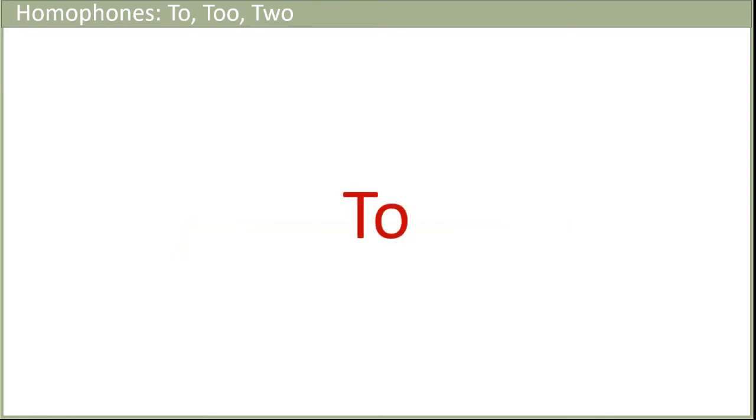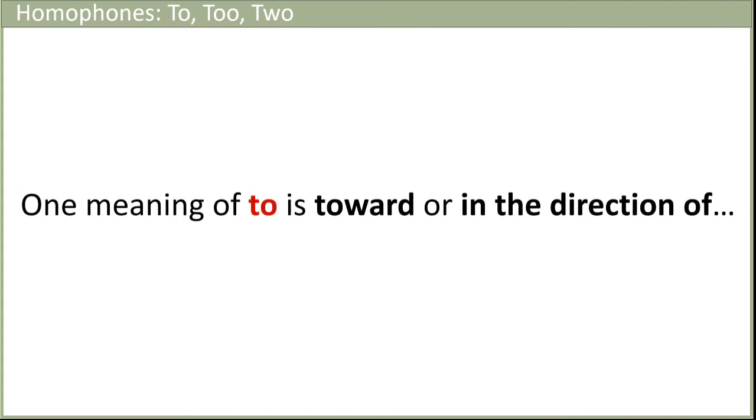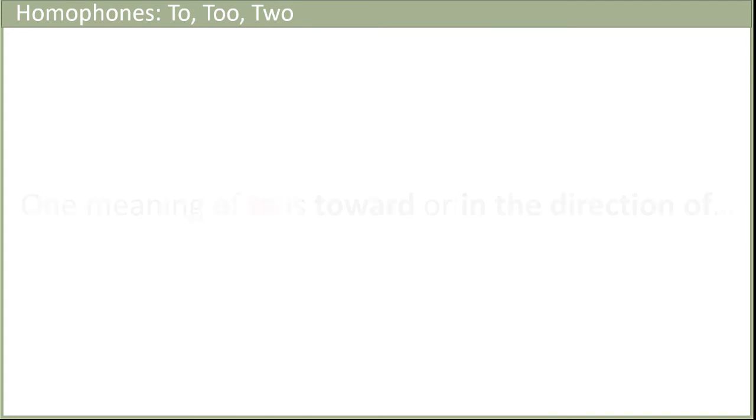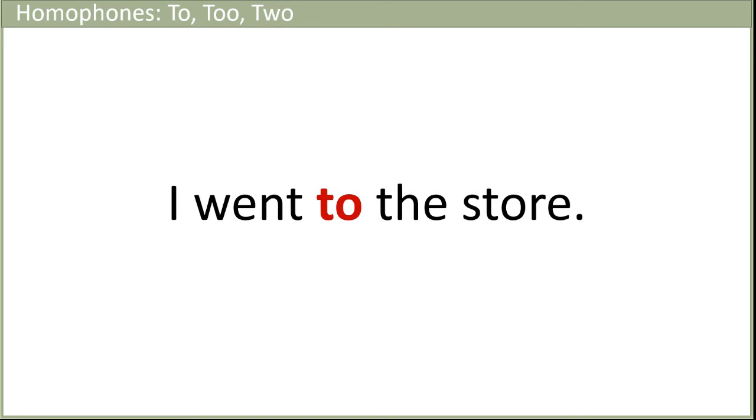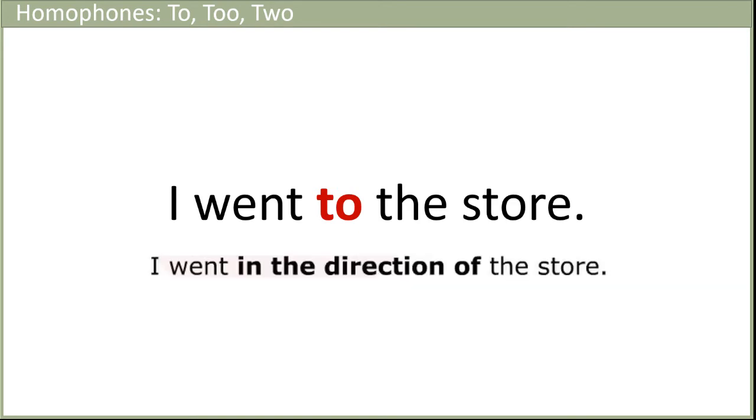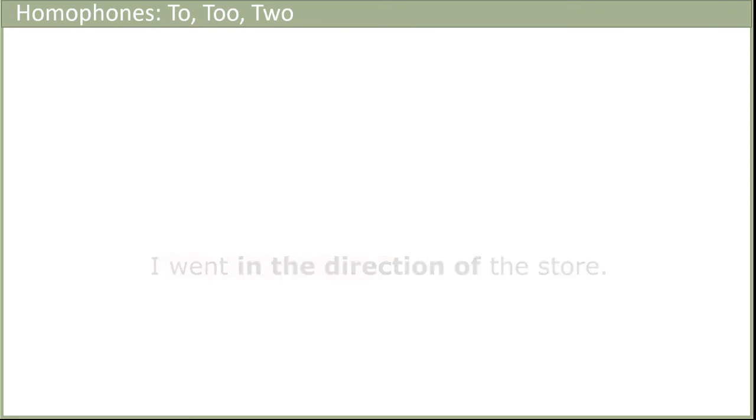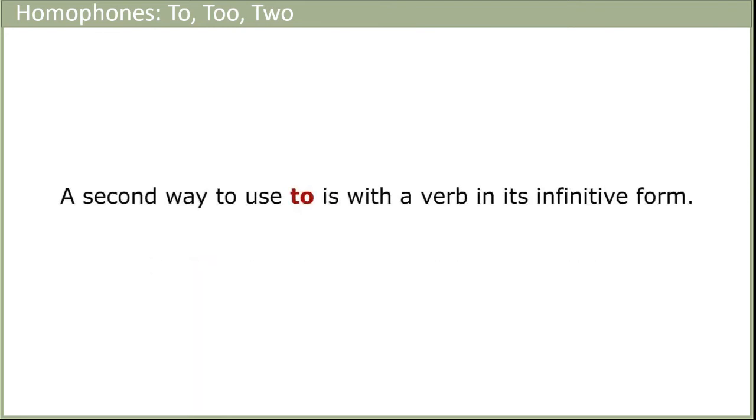To, T-O, is a preposition. It shows the relationship of words to each other. One meaning of to is toward, or in the direction of. For example, I went to the store, which means I went toward the store, or I went in the direction of the store. A second way to use to is with a verb in its infinitive form.